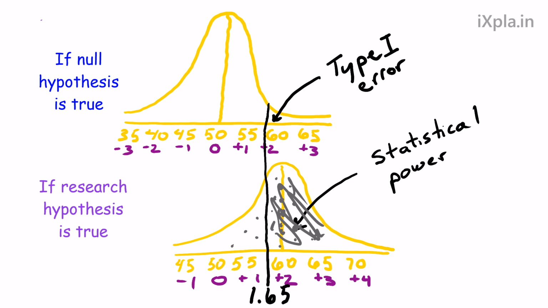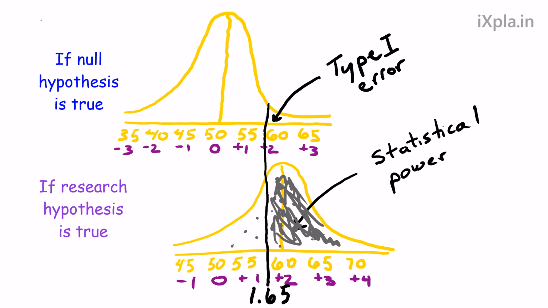You would like that area to be as large as possible. Because, again, statistical power, you are saying that the null hypothesis is false, and you are correct. And that's exactly what you want to do. You want to make the correct decision. And in today's activity, you're going to learn about the various ways that you can make this statistical power area bigger and bigger and bigger.